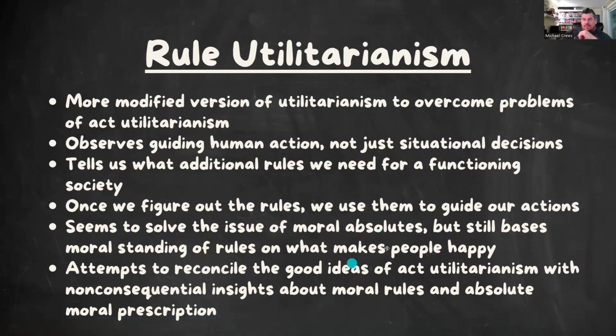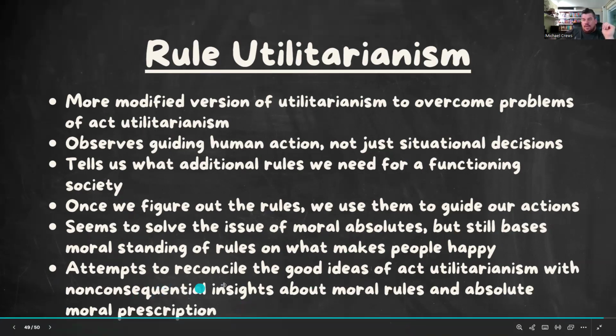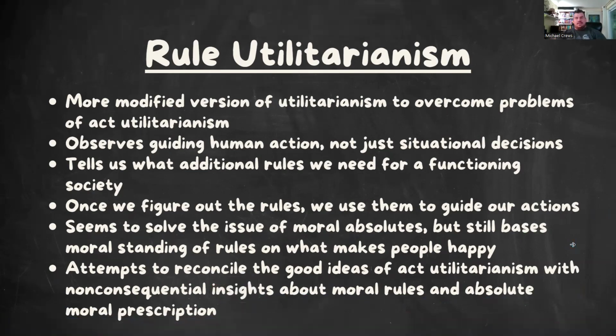The moral absolutes are important because it's really hard to create rules for a society that everyone would follow that would create a fair, ethical society if we're lying, cheating, stealing, killing each other, right? So it's attempting to reconcile the good ideas of active utilitarianism with non-consequential insights about moral rules and absolute moral prescription, which sounds like a lot, but I might chat this up a little more next week, because John Stuart Mill actually accused Immanuel Kant, who we're going to look at next week, of coming up with a convoluted way to find net utility.